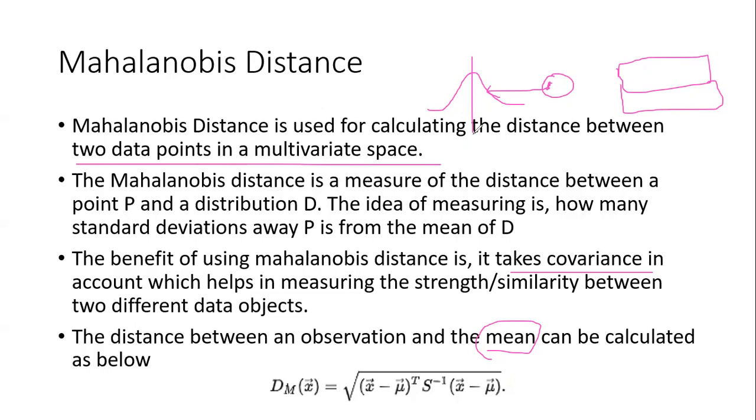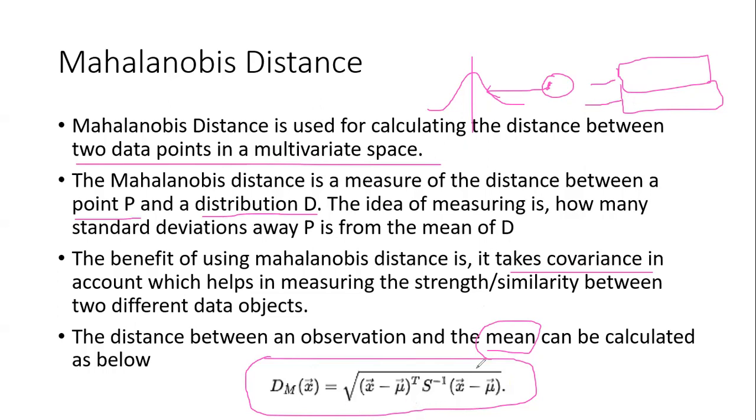So now who is going to explain to me this equation? This is not like a distance between two rows. This is the distance between a distribution D and a point P. So I cannot use this to compare two rows together. What do you think? How is this measuring it?